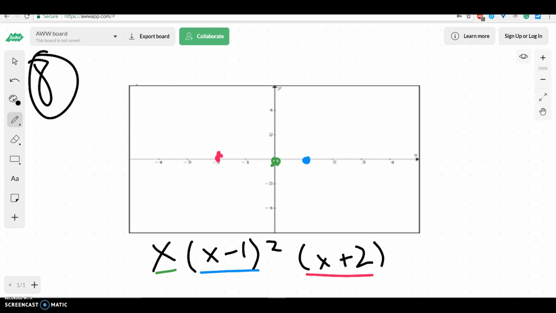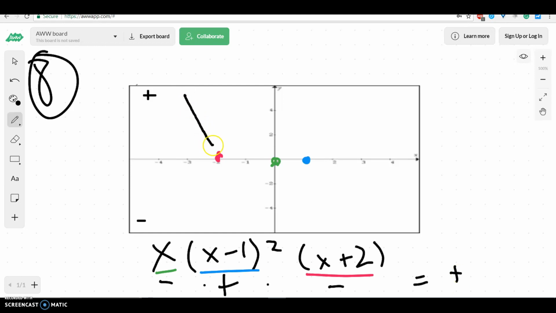The next thing that we have to do is try to figure out how the lines are going to go through everything. So the first thing we need to do is know, does this line start up or does this line start down? Because this is on the negative side, we're going to plug in a negative number. If you plug a negative number into here, you get a negative. If you plug a negative number and then you square it, it becomes positive. And if you plug a negative number into here, it's going to be negative. So a negative times a positive times a negative is going to give you a positive. So this thing is going to start up here.